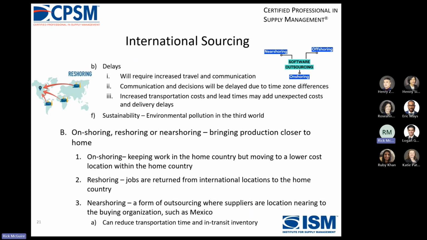And then nearshoring is outsourcing where suppliers' locations are near the buying organization. So nearshoring would be Mexico, Central America, Canada. It can often be a much better deal transportation-wise.